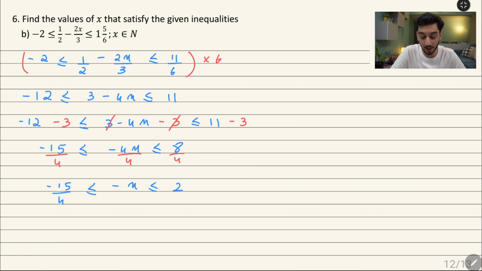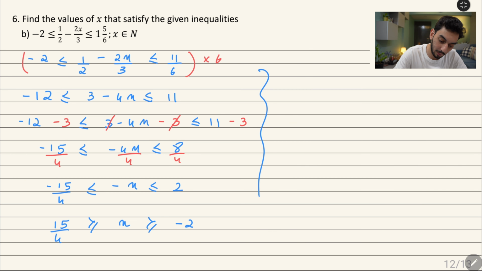Now I don't need a negative x, I need a positive x. So what do I do? I change the sign of everybody. Yes, I change the sign of everybody. So 15 over 4, x and negative 2. Now since I changed the sign of everybody, all my inequalities would just flip. And obviously I won't write the solution like this. I just flip it around and I'll write my answer as negative 2 less than or equal to x, less than or equal to 15 over 4.